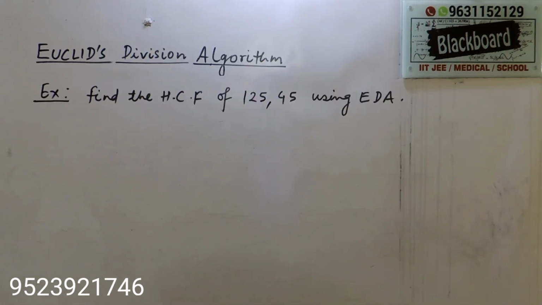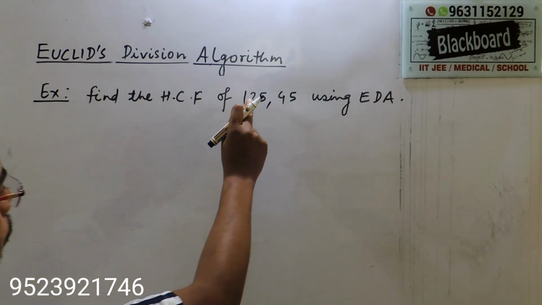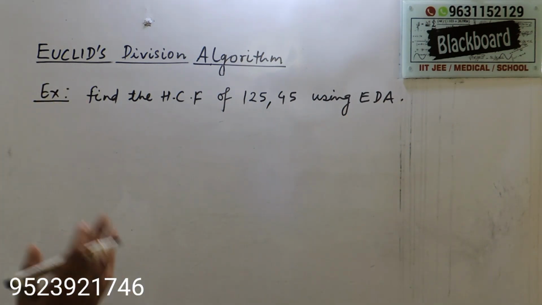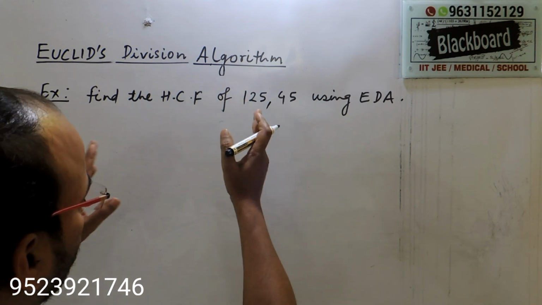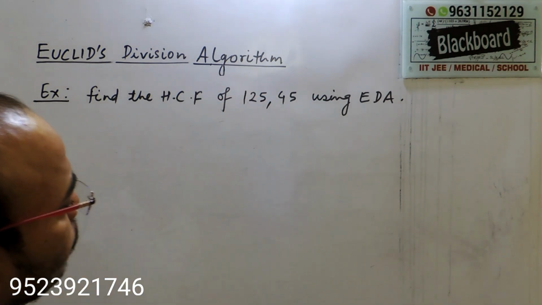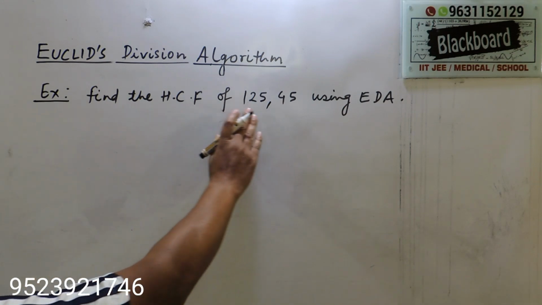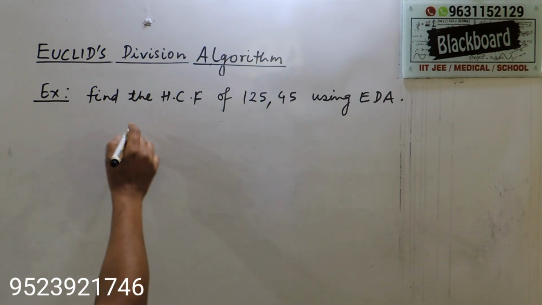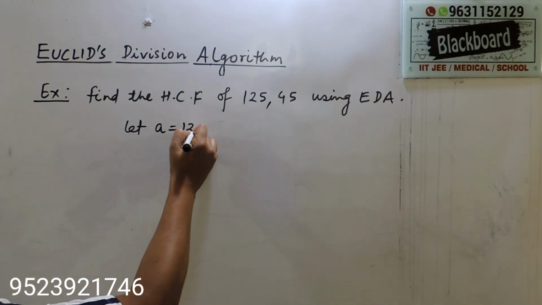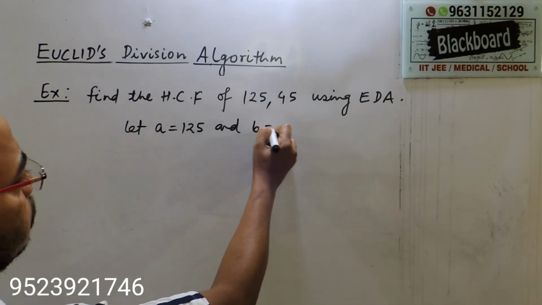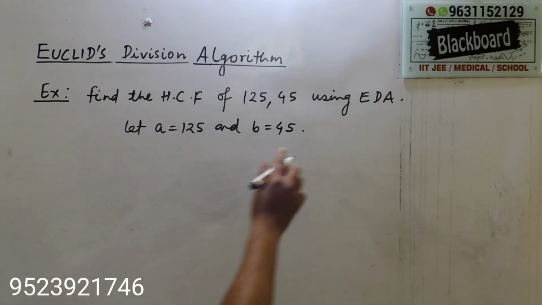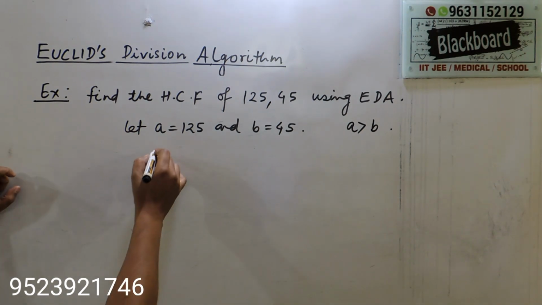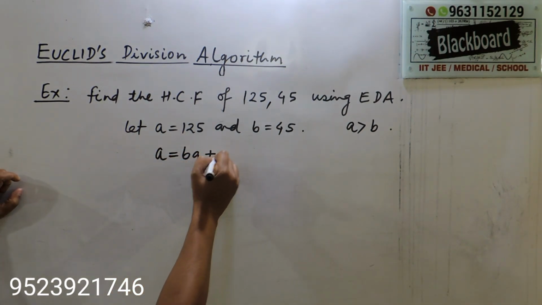Let us see your next example. Find the HCF of 125 and 45 using Euclid division algorithm. तो यूक्लिड डिवीजन लेमा को यूज करते हैं and we are going to find the HCF of 125 and 45. Here let a equals 125 and b equals 45, and here a is greater than b. So as per Euclid division lemma, a is equal to bq plus r.